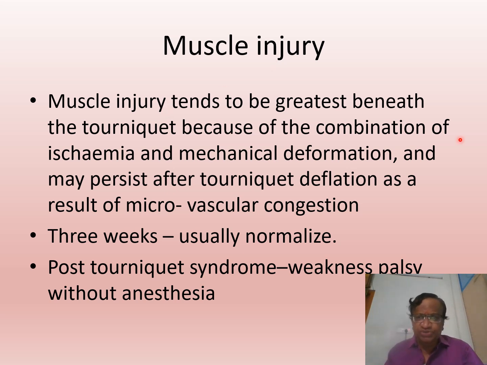Muscle injury tends to be greatest beneath the tourniquet. Now there is an ischemia, there is a mechanical deformation and it may persist after tourniquet deflation as a result of microvascular congestion. 3 weeks usually normalize. Post-tourniquet syndrome, there may be some weakness without anesthesia. That is very important. Sometimes you put a tourniquet and give GA. This post-tourniquet syndrome may be weakness, and we should be very careful. And if the surgeon has any problems, he puts the blame on the tourniquet.